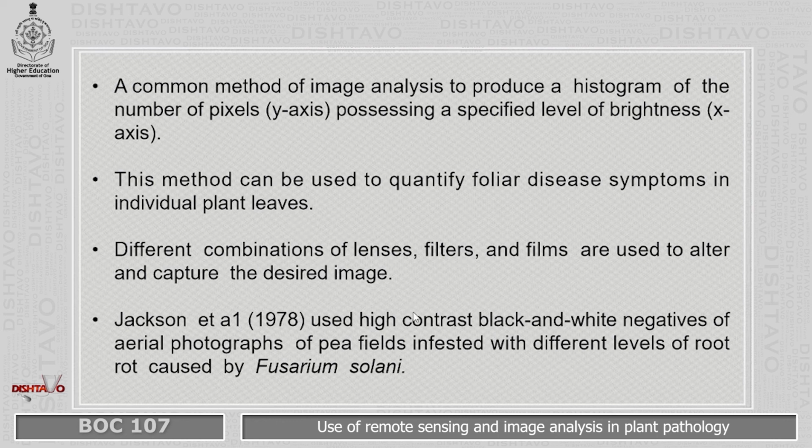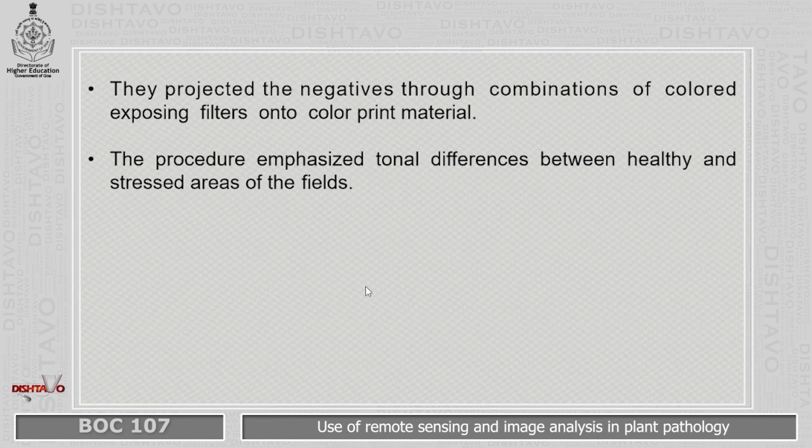Jackson et al. in the year 1978 used high contrast black and white negatives of aerial photographs of a pea field infested with different levels of root rot caused by Fusarium solani. Now, they projected the negatives through a combination of colored exposing filters onto color print material. This procedure emphasized tonal difference between healthy and stressed areas of the field.